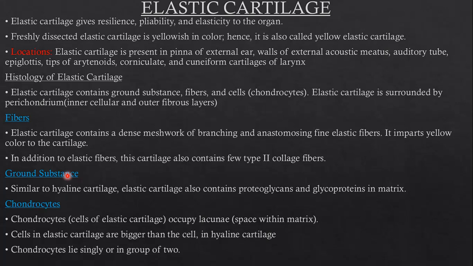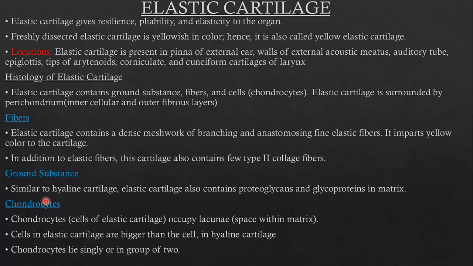So the elastic fibers will be clearly visible, unlike in hyaline, where it looked glassy, the matrix was glassy. Here you see the elastic fibers themselves. Now, what is the difference? Since I've said the elastic cartilage is like hyaline cartilage to which elastic fibers have been added, how will you differentiate elastic and hyaline cartilage? First, you can use the elastic fibers.